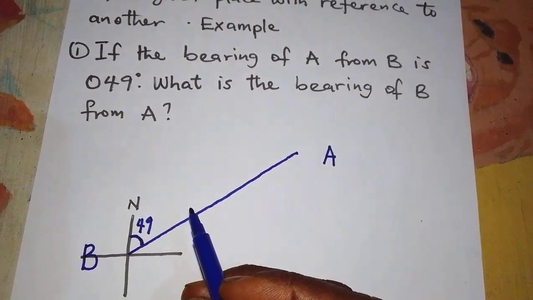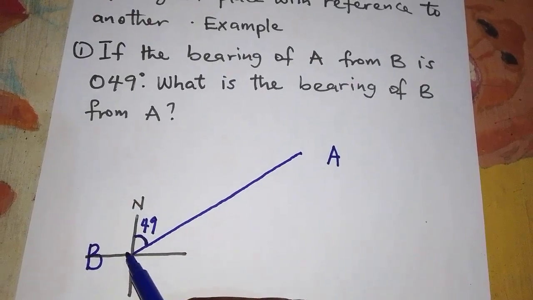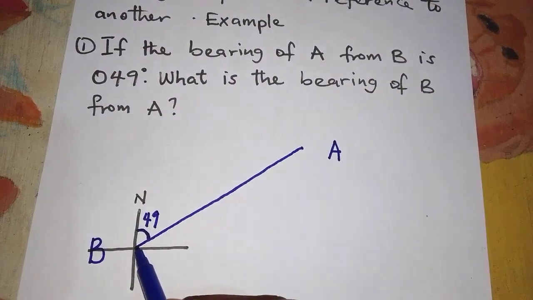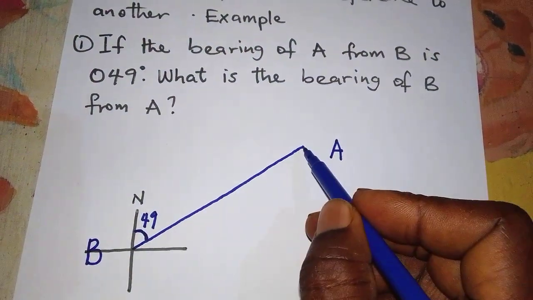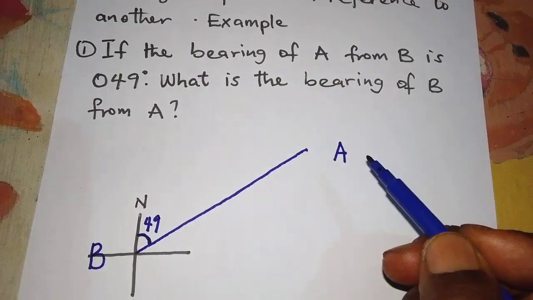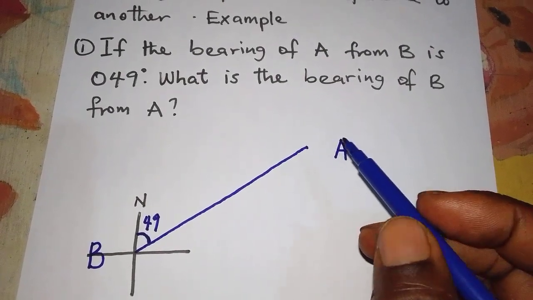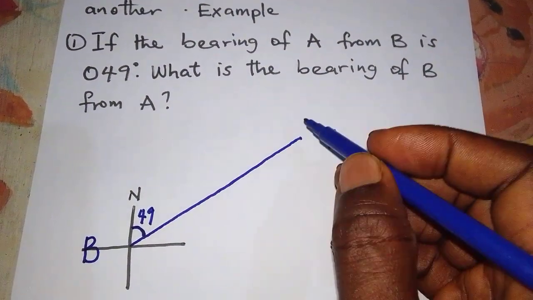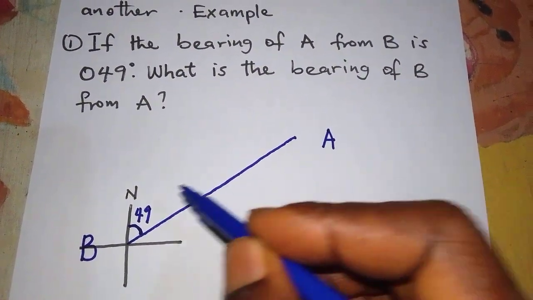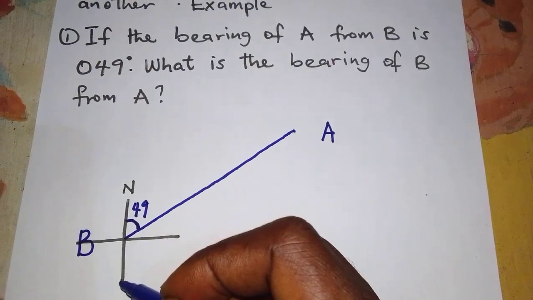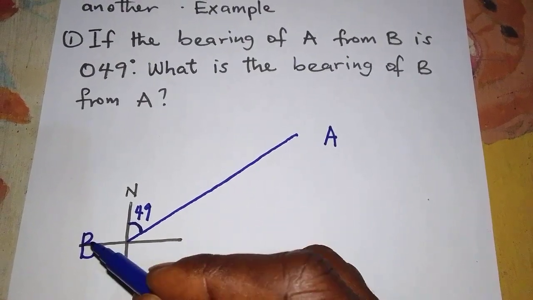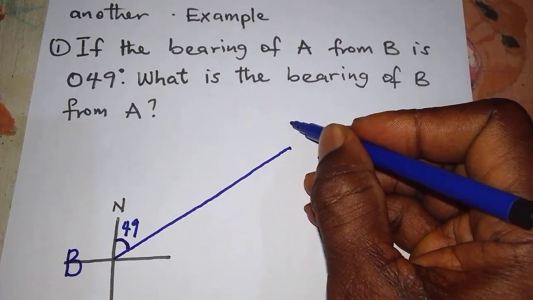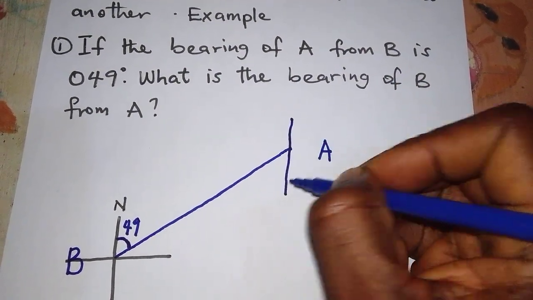what is the bearing of B from A? So this is point A, and this is what you are going to do. You also draw the 4 cardinal points at this point. The line you are going to draw at point A, the vertical one, is parallel to the one at B, and the horizontal one is parallel to the horizontal one at B. So you draw your 4 cardinal points at point A.